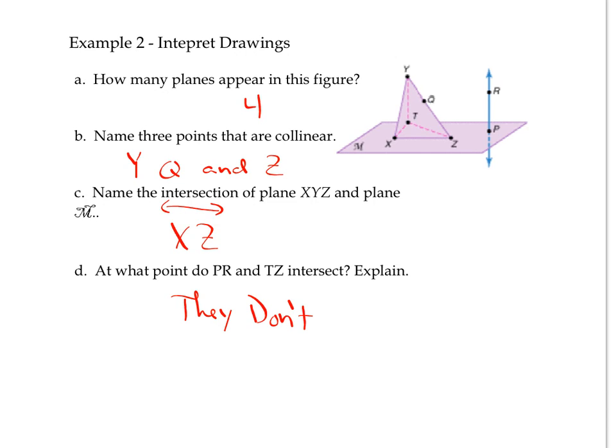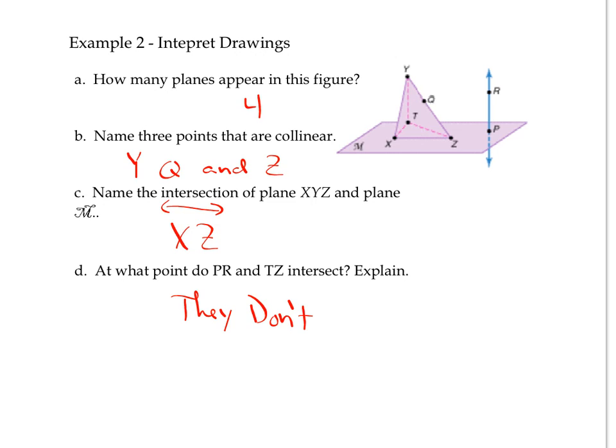Name 3 points that are collinear. The only 3 that are labeled would be Y, Q, and Z. Name the intersection of plane XYZ and plane M. Well, plane XYZ was this one in front right here, and plane M was this bottom plane. They intersect in the line XZ right here. Okay? So any 2 intersecting planes intersect in a line.